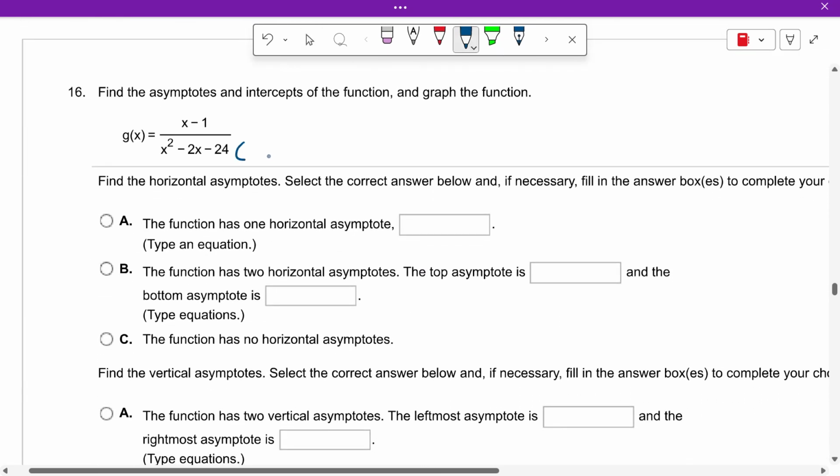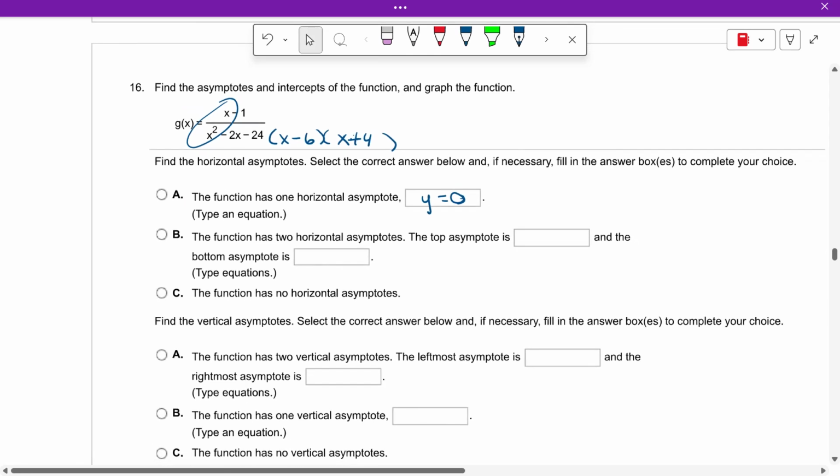For this one, we factor the denominator, x minus 6, x plus 4. So, find the horizontal asymptote. You look at the powers of the highest terms of the numerator and denominator. If the denominator is higher than the numerator, the horizontal asymptote is y equals 0. Horizontal asymptote is 0, which is the x-axis. If they're the same power, then you use the coefficients of the two powers. If the power on the top is higher, then it doesn't have a horizontal asymptote.